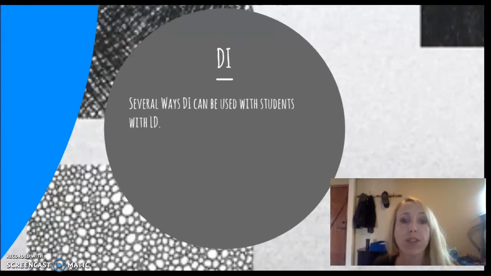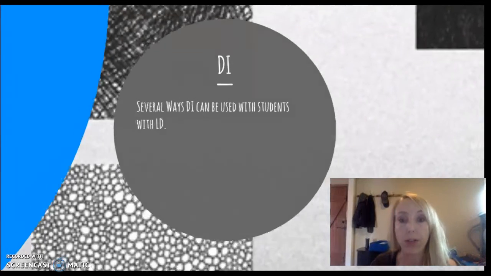In differentiated instruction, there are several ways that can be used with students with LD. You can implement time delays, reducing the number of problems. You could provide visual aids, you could provide prompting, and you could provide modeling or demonstrating the activity that you're learning.